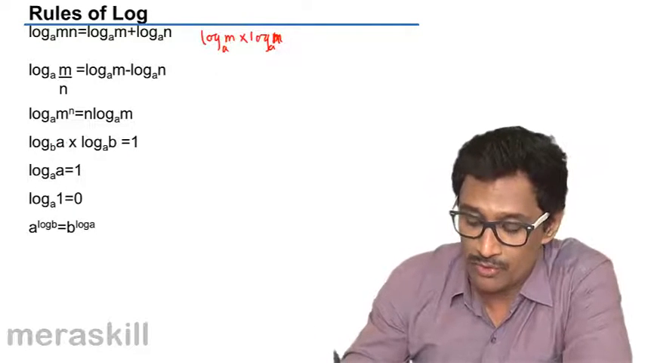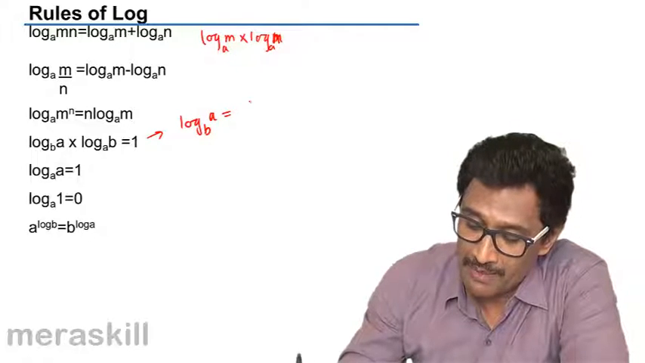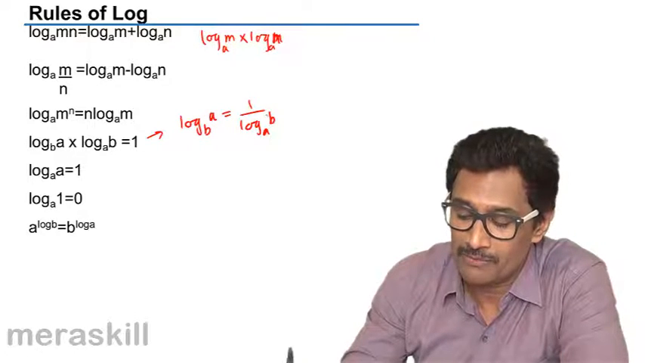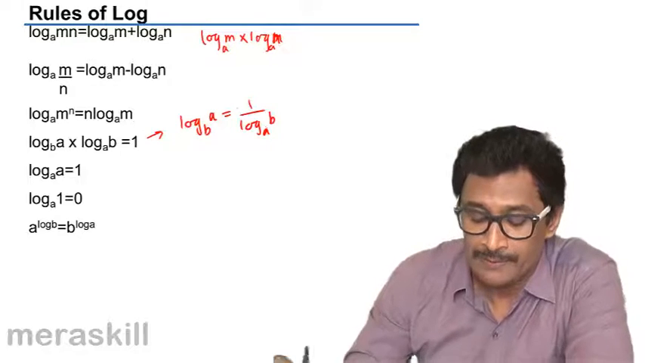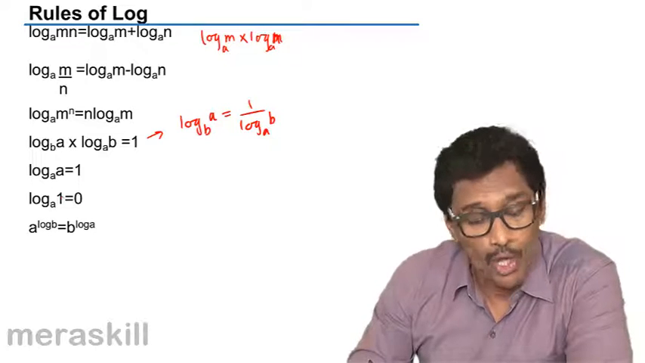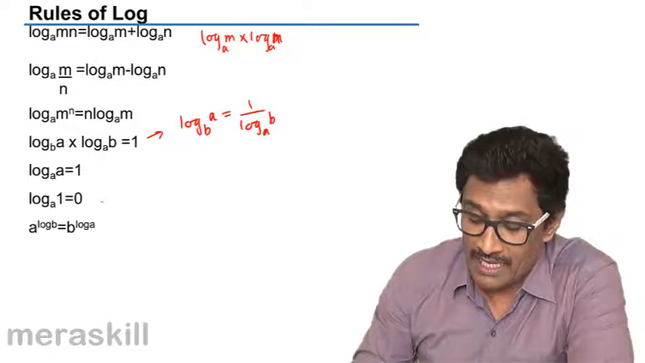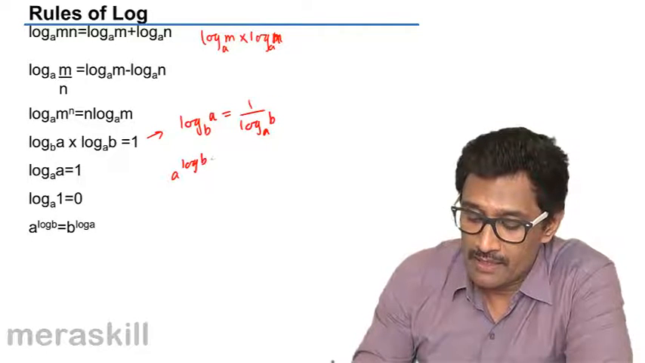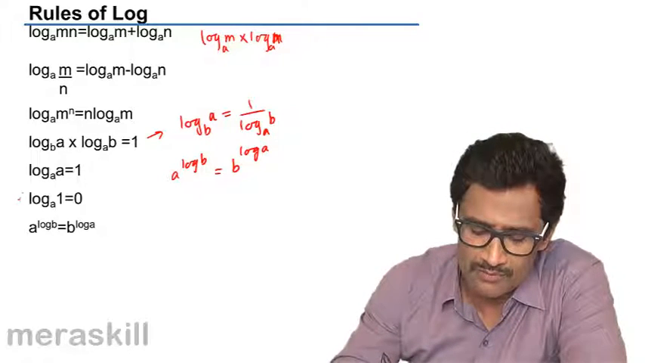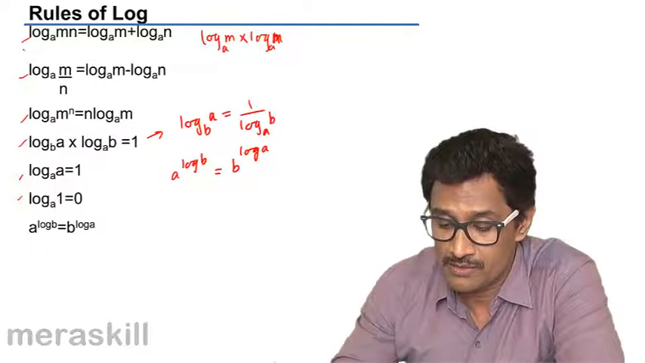This, of course, I told you the rule that log a to the base b is the same as 1 upon log b to the base a. Hence, when you cross multiply, log a to the base b into log b to the base a is 1. And log of any number to the same base is 1. Log of 1 to any base is 0 because a raised to 0 in any case is 1. Then a raised to log b is the same as b raised to log a. So these rules we need to remember more often. And the change of base rule, of course.